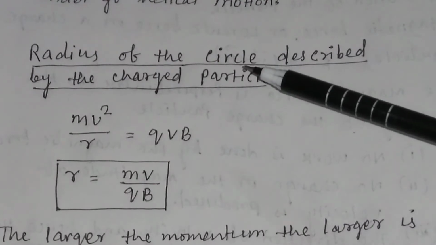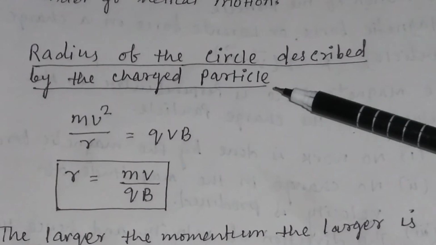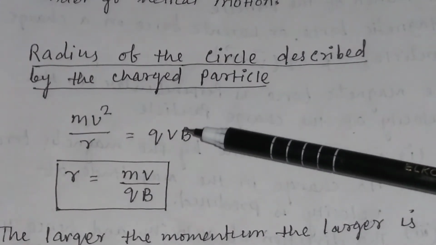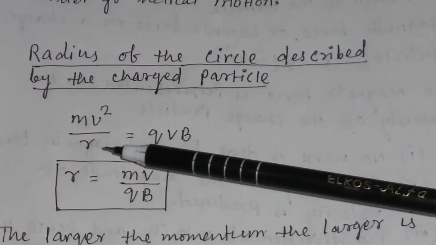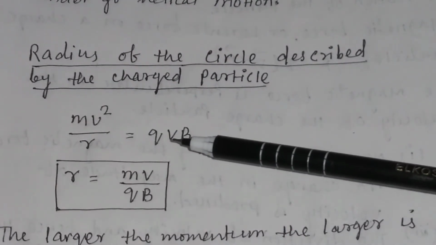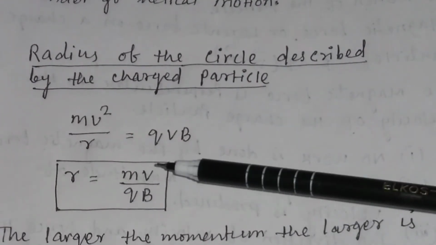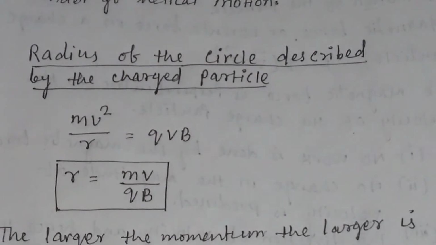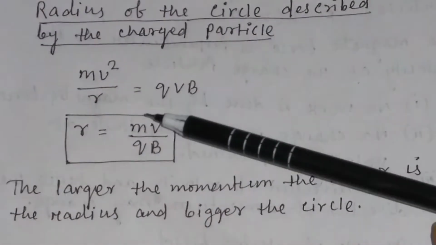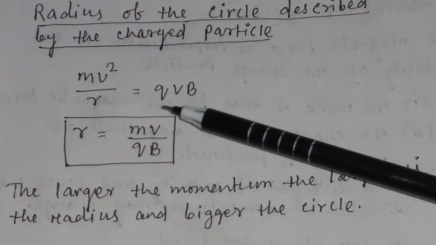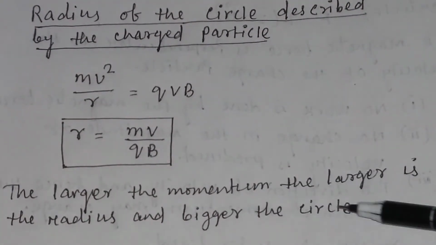And what should be the radius of the circular motion described by the charged particle? The magnetic force will be converted into the centripetal force, and centripetal force mv square by r is equal to the magnetic force qvB. So the radius of the circular path will be equal to mv divided by qB. So you see, the larger the momentum of the charged particle, the larger the radius of the circular path, or bigger will be the circle.